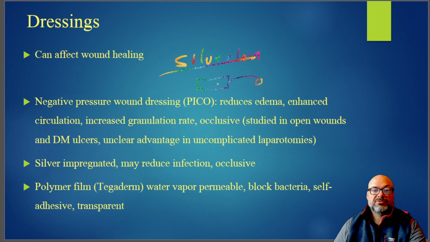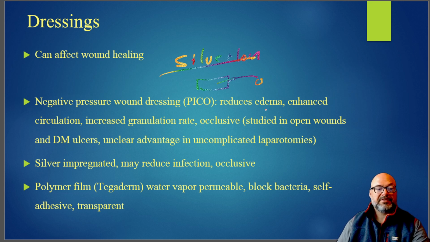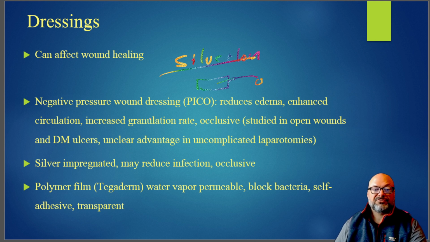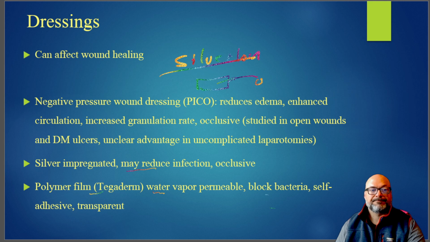Those are negative pressure dressings, so by creating that suction, they will pull out any fluid. It's supposed to reduce post-op edema, get better circulation through the healing tissue, and increase the granulation rate, so it can speed healing. And it is occlusive, so theoretically it will reduce risk of infection. Silver impregnated is what we use most commonly now, and then there is a Tegaderm, the polymer film, that's water permeable, and that will create an occlusive dressing as well, which theoretically will decrease the risk of infection.